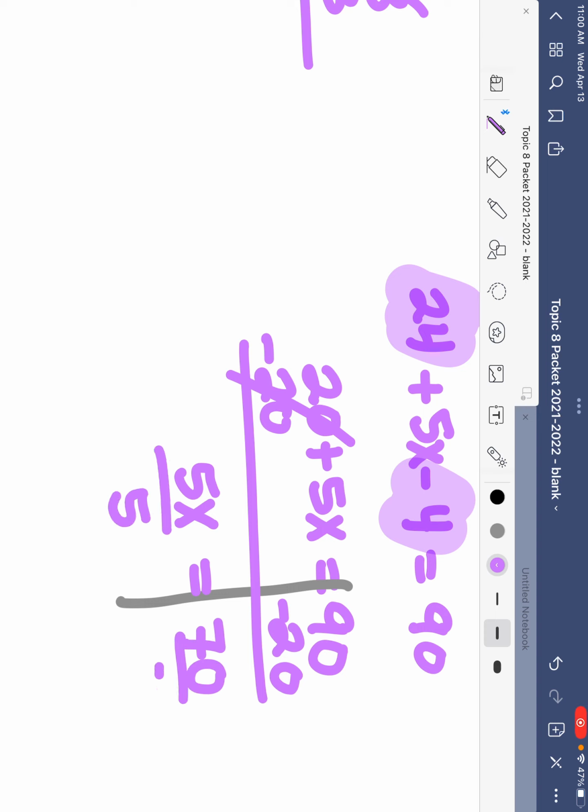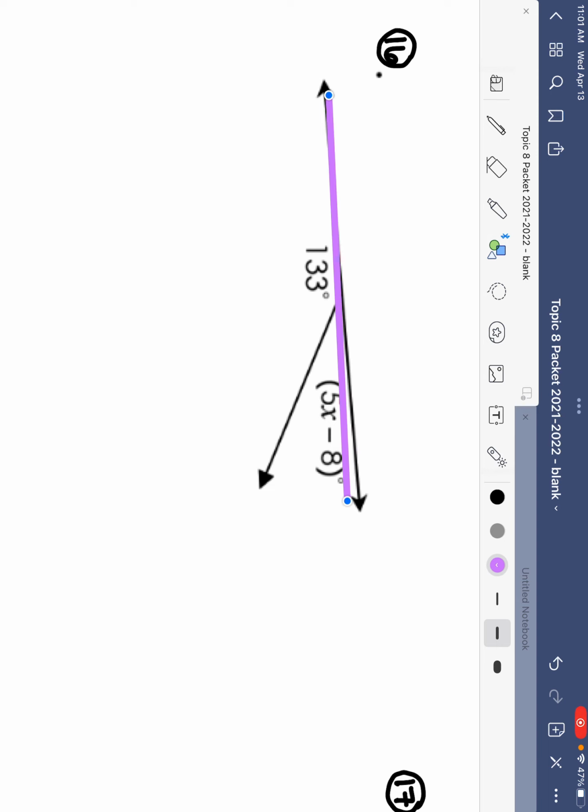Okay, let's look at our last two. So in number 16, I have two angles, and I notice that together they make this straight line right here. Oops, my straight line didn't line up very well, but that straight line right there. So I know that together they add up to 180 degrees.